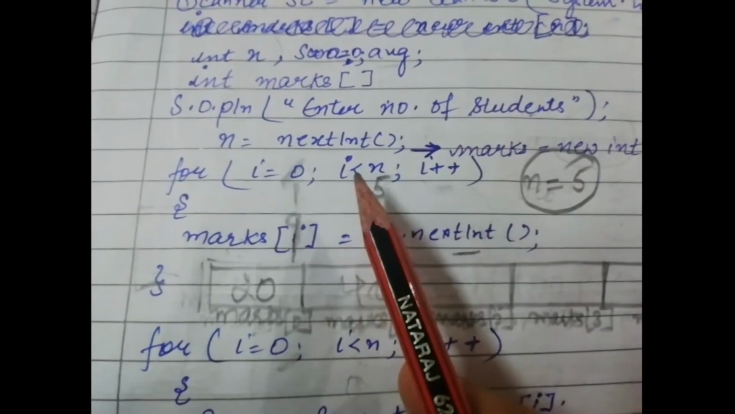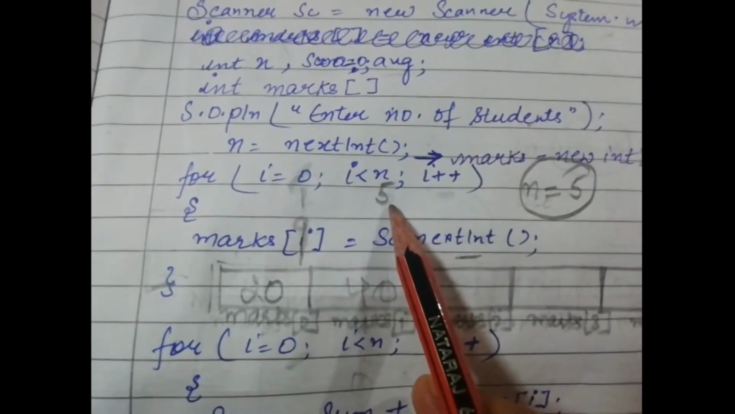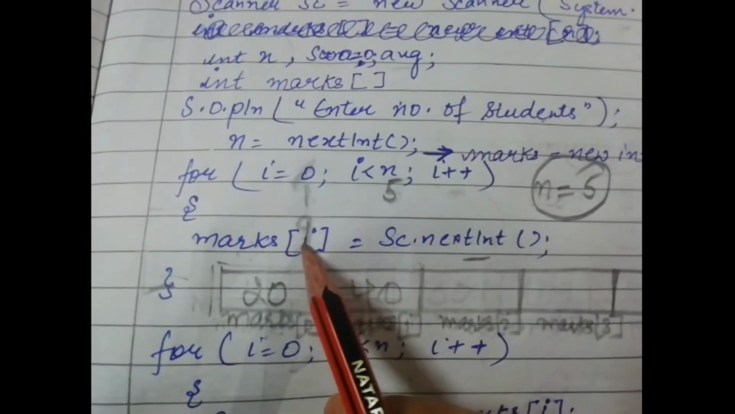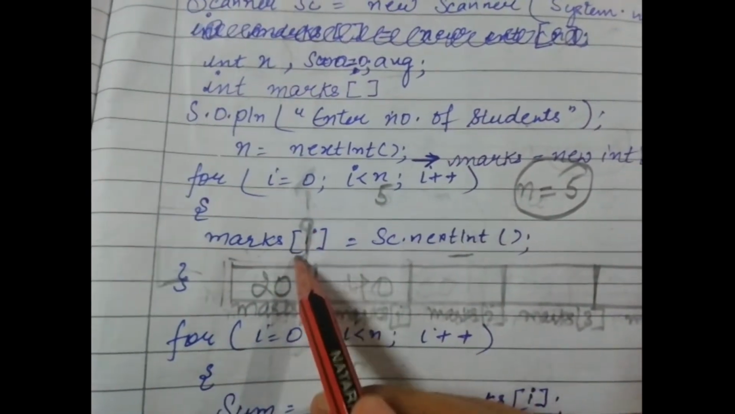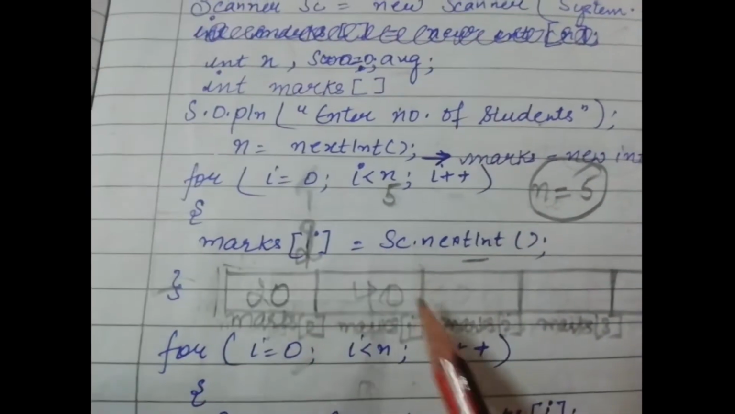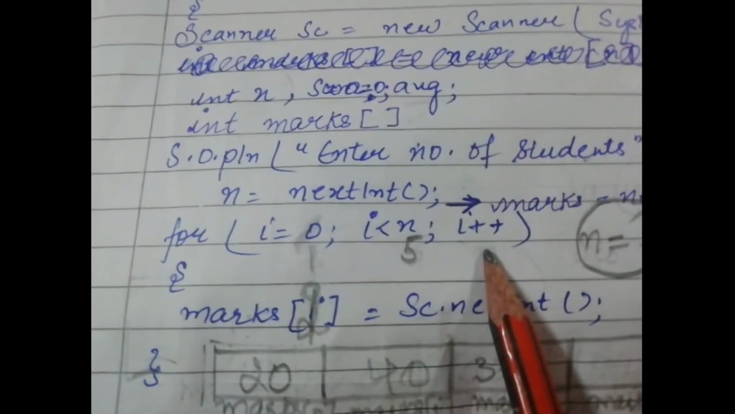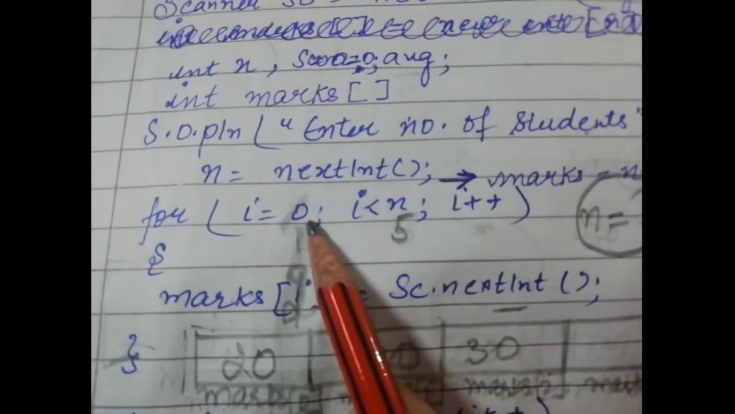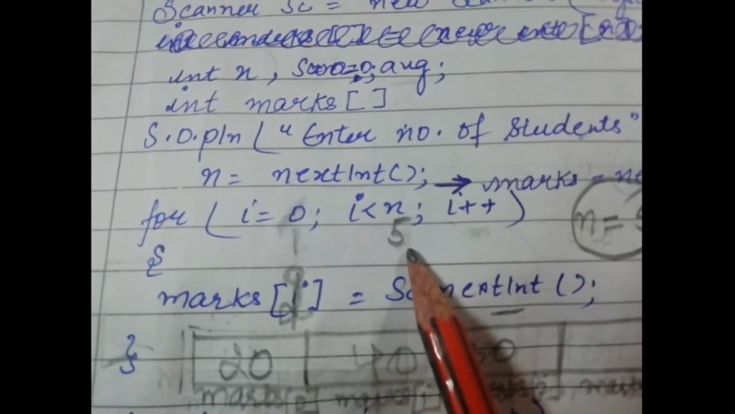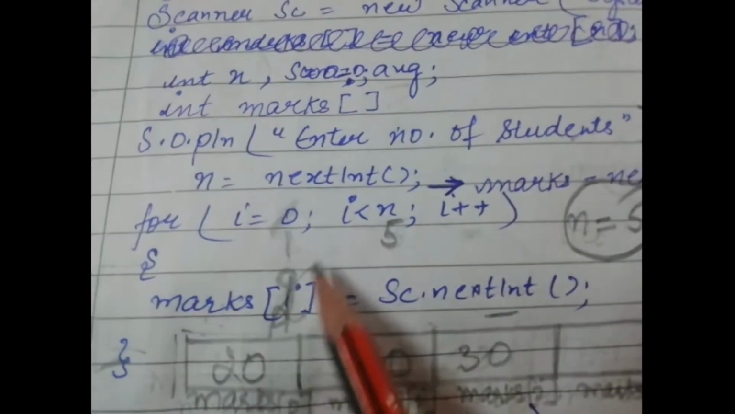I equals 2. 2 is less than 5. Condition true, so marks 2. The next value I have entered is 30. Next, I is equal to 3. 3 is less than 5. Condition true. Now marks 3.